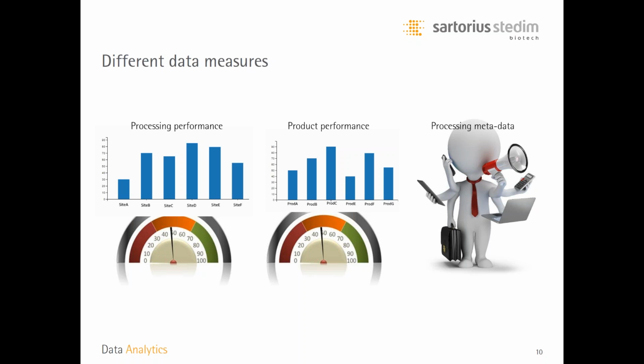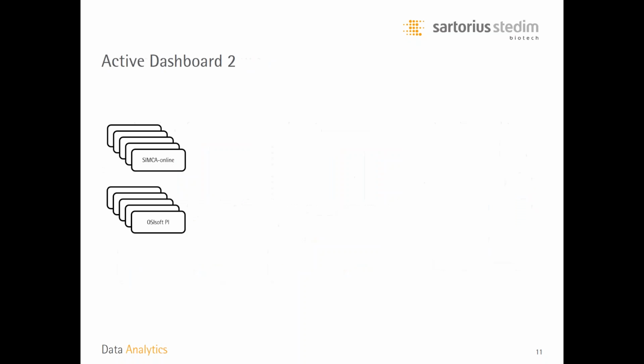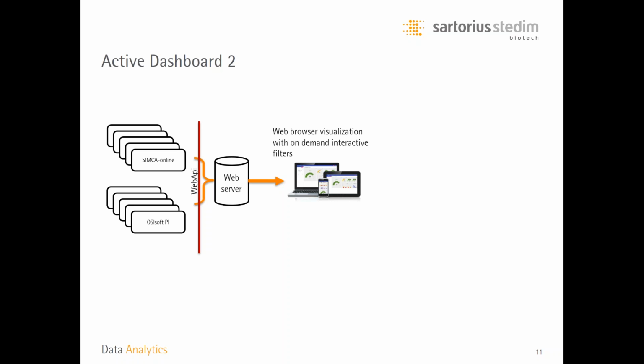Good. So how is ActiveDashboard built? What is it? Well, it takes data, information from SIMCA Online, or one or several SIMCA Online systems, or from OSIsoft PI. And through a web API, it reads data into a web server. The web server then produces the output that you will see later in the demonstration. The final result is displayed in a web browser. So you can use any modern web browser such as Firefox, Safari, Chrome, Internet Explorer, or Edge.